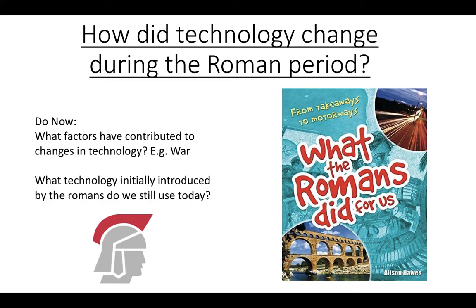Okay, so the factors that we've looked at so far are war, economics, and individuals. And all of these three can say that they contributed towards changes in technology. Technology introduced by the Romans that we still use today, there are numerous different types. You could even start with the calendar. The calendar was invented by the Romans to track the different days of the year.